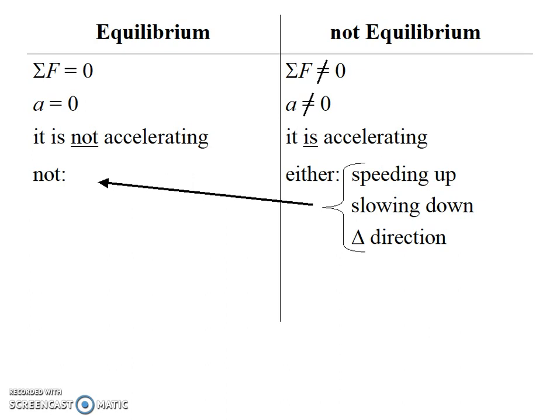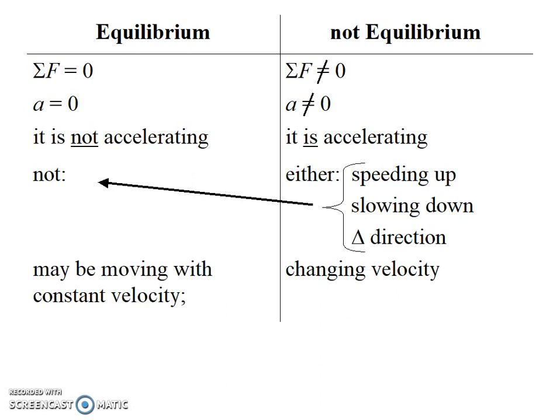Back to the not equilibrium side, so what is happening? Well, it means that it must be changing velocity. Anytime the object's velocity is changing, it's not in equilibrium. So back to equilibrium, what is happening there? Well, as we showed before, just because it's in equilibrium, just because the acceleration is 0, does that mean it's not moving? No, of course not. The bucket was in motion. So what's happening? It may be moving, but just with a constant velocity.